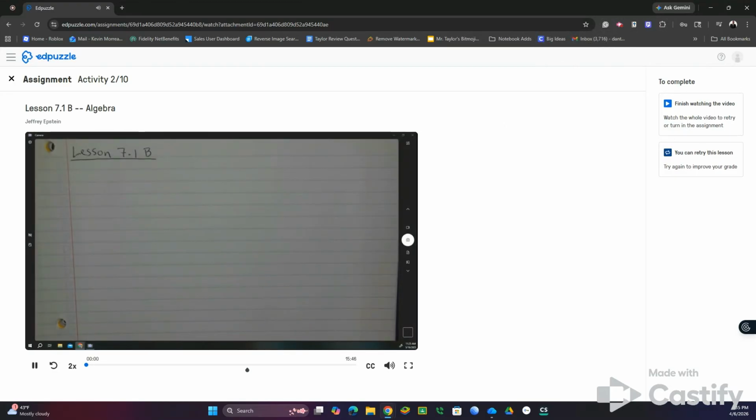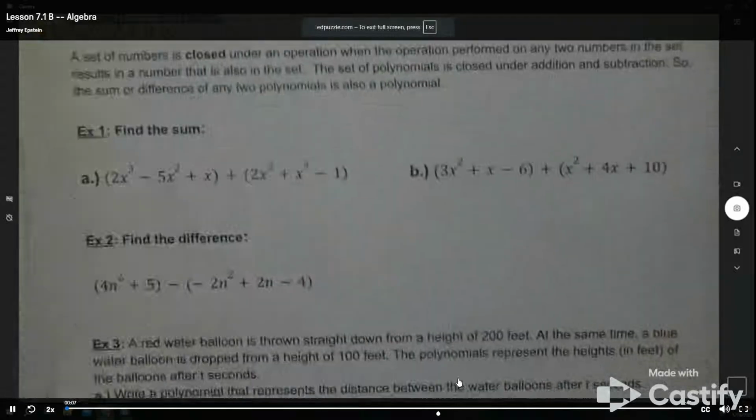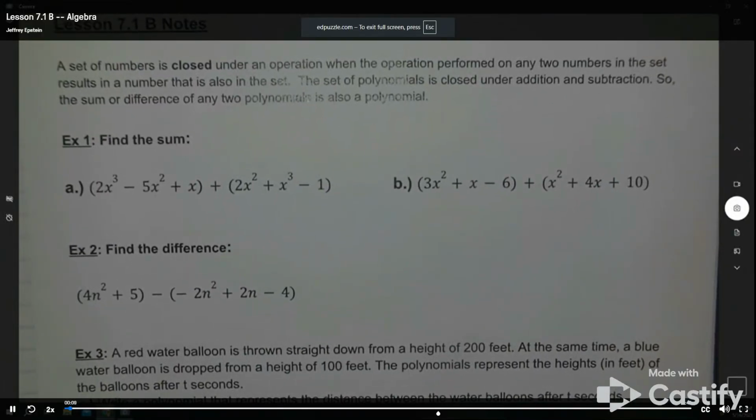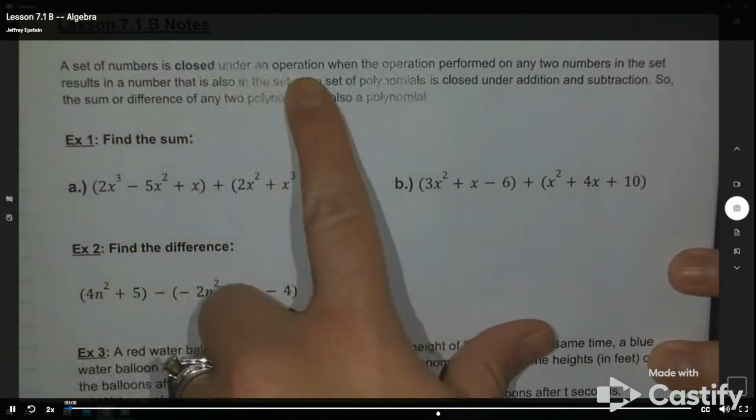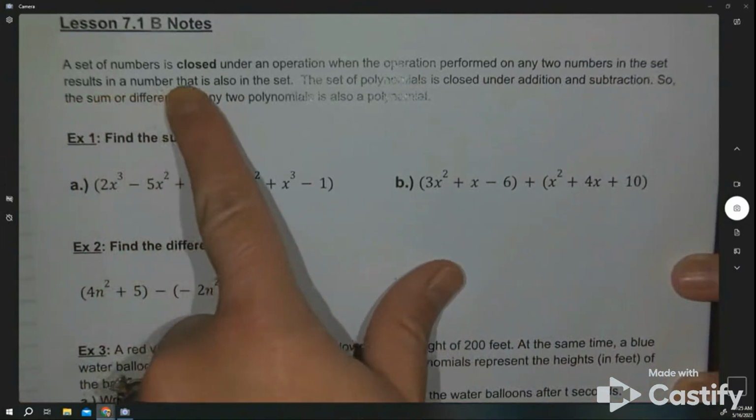This is lesson 7.1b. In this lesson, we're going to continue talking about polynomials. And if we're looking at polynomials, and we're talking about whether they're closed or not closed, a set of numbers is closed under an operation when the operation performed on any 2 numbers in the set results in a number that is also in the set.